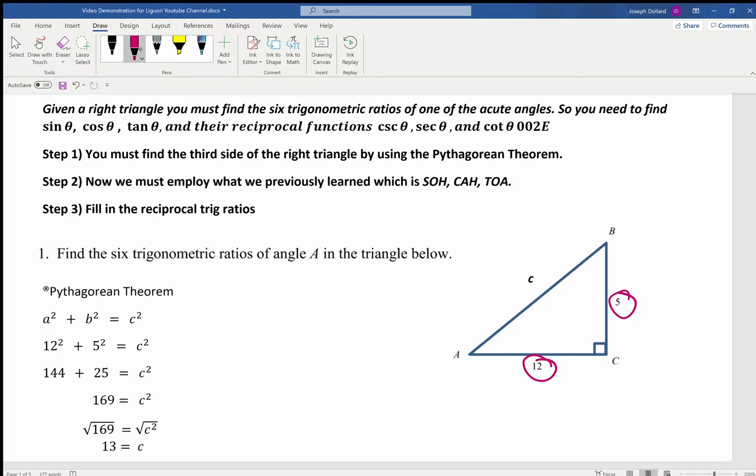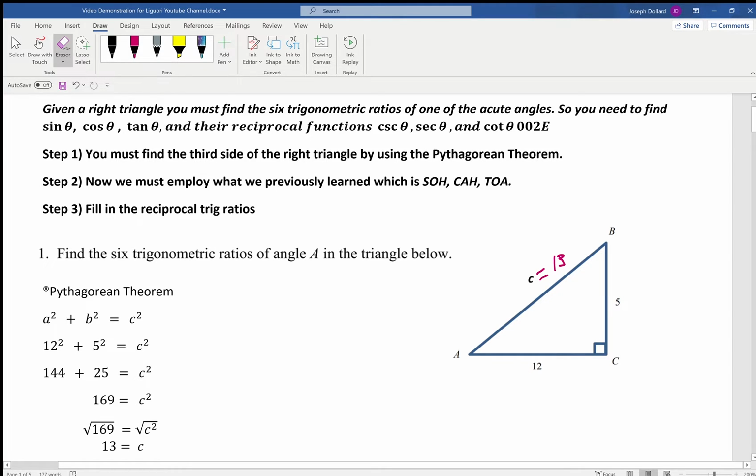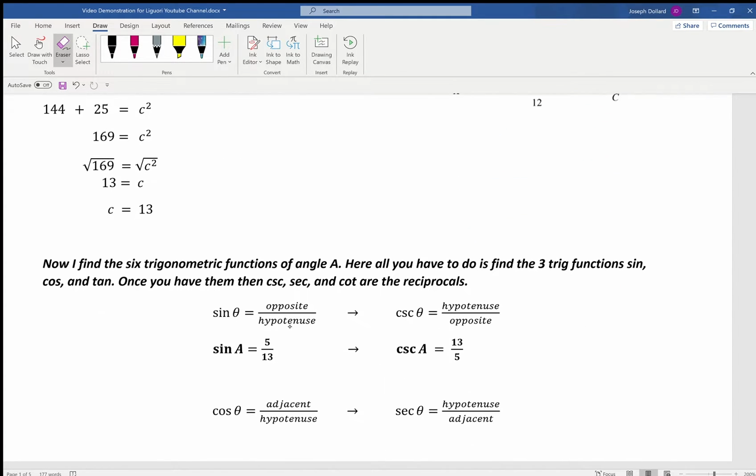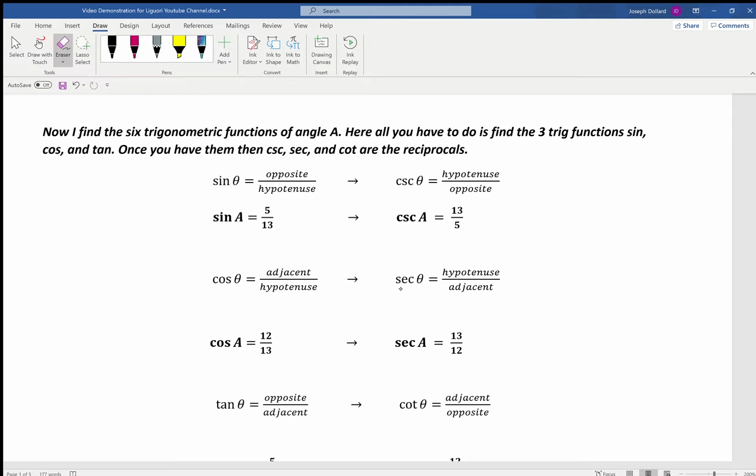We actually get c is equal to plus or minus 13. But of course, in real world applications, you can never have a negative length, right? So c is 13. And we know the two legs are 5 and 12. Now if we come down here, we need to find the three trig functions, which are sine, cosine, and tangent. Once we have those, then of course we have the reciprocal functions: cosecant, secant, and cotangent.